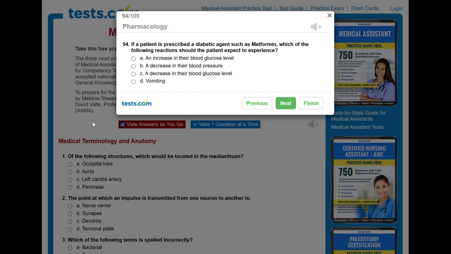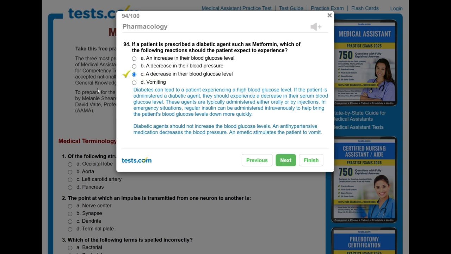Question 94. If a patient is prescribed a diabetic agent, such as metformin, which of the following reactions should the patient expect to experience? A. An increase in their blood glucose level, B. A decrease in their blood pressure, C. A decrease in their blood glucose level, D. Vomiting.